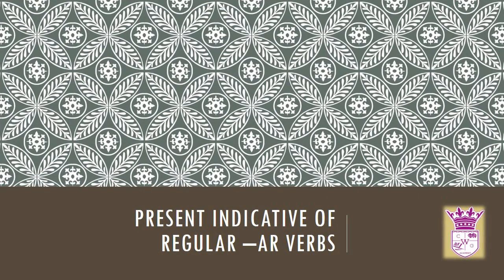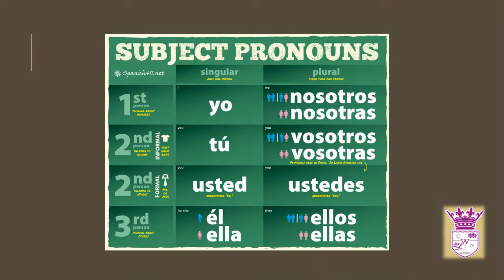Let's talk about something really useful, conjugation. In this lesson, we're going to dedicate our time to talking about regular AR verbs in the present tense. Let's quickly review the subject pronouns since these are so important in conjugating.